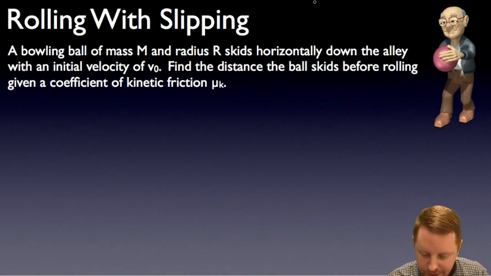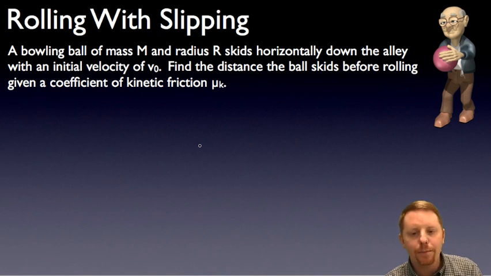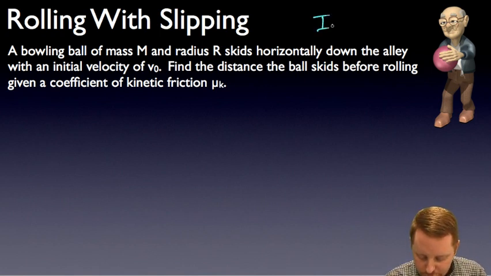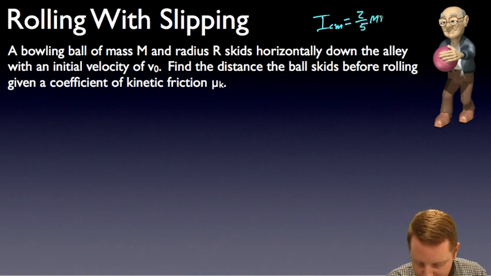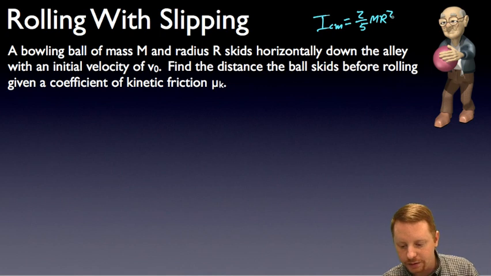All right, where do we start here? Well, a bowling ball is a solid sphere. You could look it up, you could derive it, but the moment of inertia around the center of mass for a solid sphere is going to be 2/5 mr squared. Helpful to know as we get started.